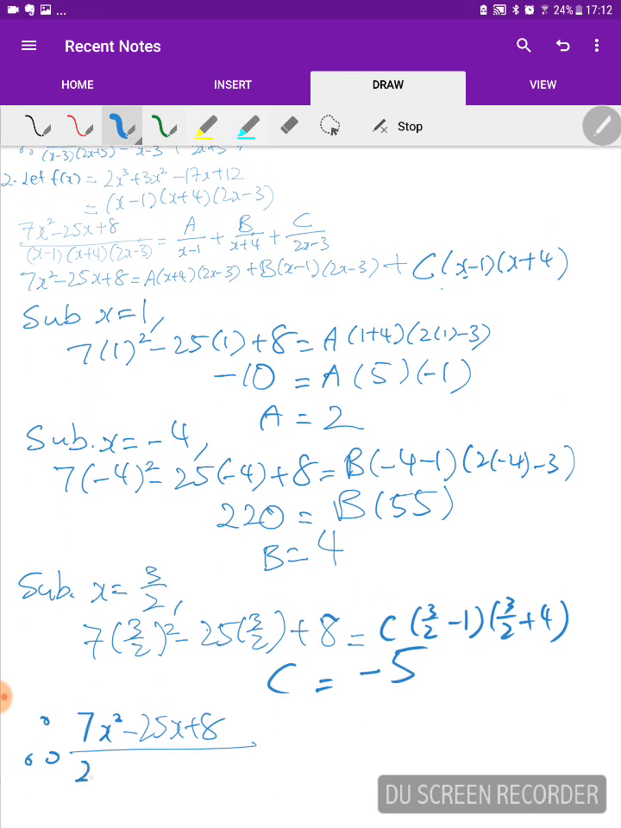So therefore the final answer will be 7x squared minus 25x plus 8 over 2x cubed plus 3x squared minus 17x plus 12 equals 2 over x minus 1 plus 4 over x plus 4 minus 5 over 2x minus 3.